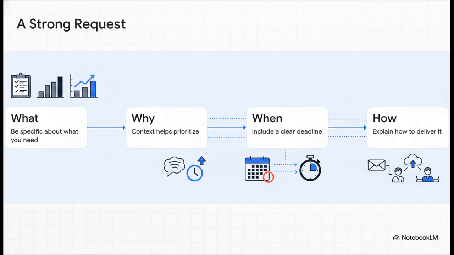2. Why you need it. Context is everything. It helps your recipient prioritize your request among the hundreds of other things they're juggling. 3. When you need it. Always give a deadline. Or, hey, explicitly say no rush if there honestly isn't one. And 4. How to deliver it. Do you want them to reply to the email, upload a file to a shared drive, maybe bring a printed copy to a meeting? Give them the exact roadmap to fulfilling your request.